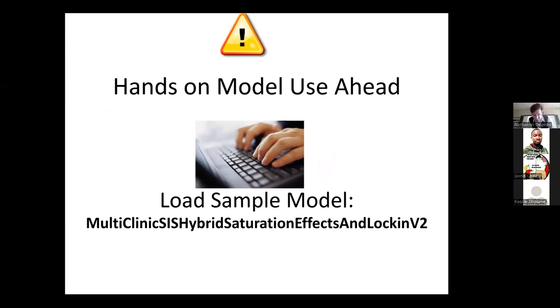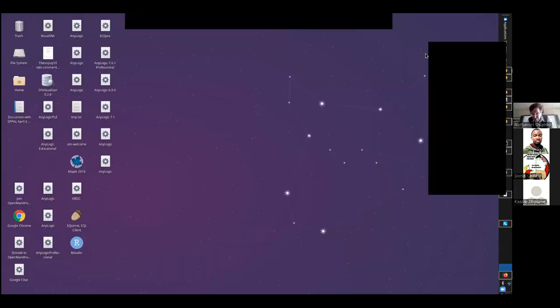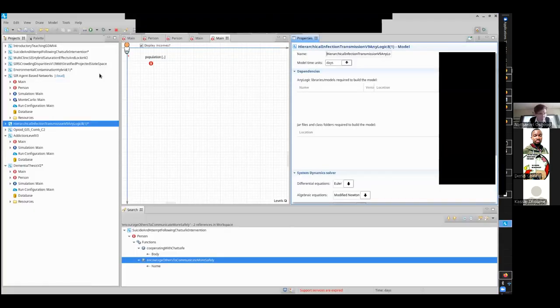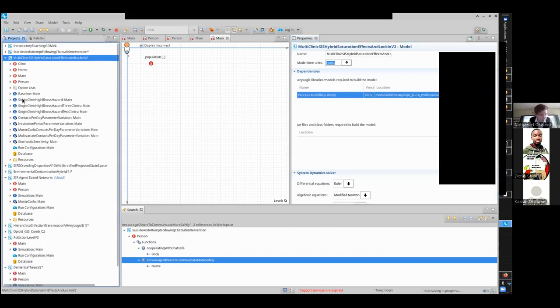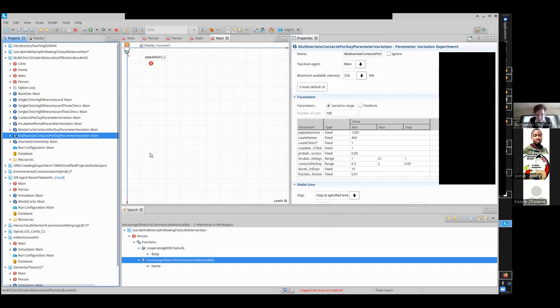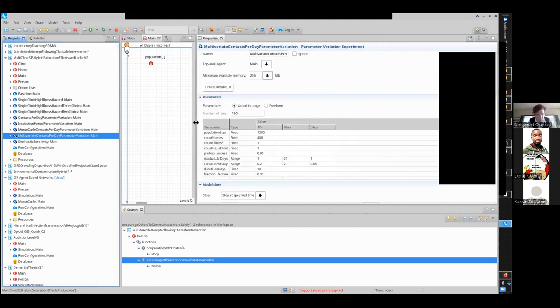And it was this multi-clinic SIS hybrid saturation effects and lock-in version 2. And it was actually a version of it that we had ended up creating in class. And I apologize if not everyone has this. It is something I did as part of class, and I can't actually remember if I posted it. I have a feeling I didn't. But what we had put into place for this scenario was a multivariate sensitivity analysis.